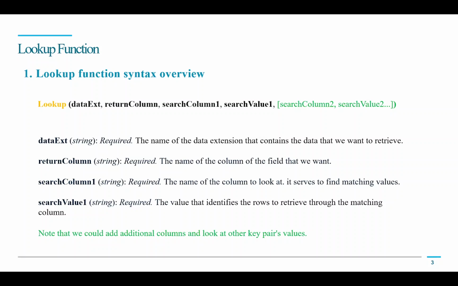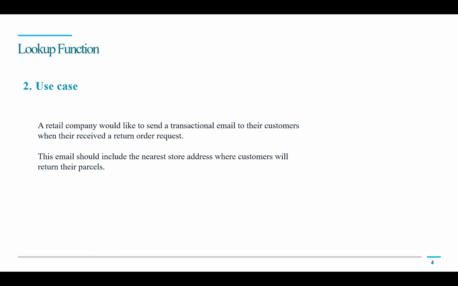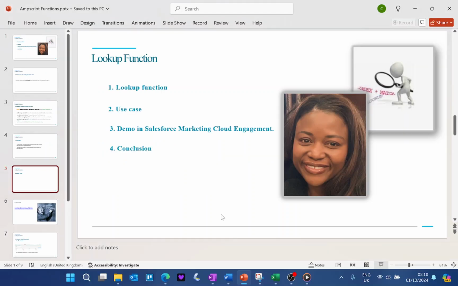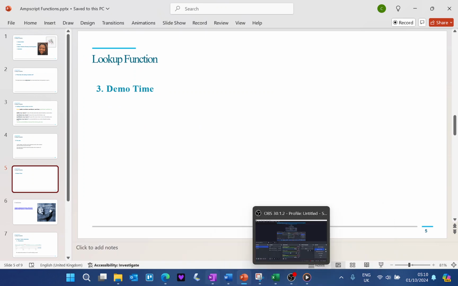All right. Now, the use case. Let's say that a retail company would like to send a transactional email to their customers when they receive a return order request. This email should include the nearest store address where customers will return their parcel. Okay, so let's jump to the demo to see how that works.